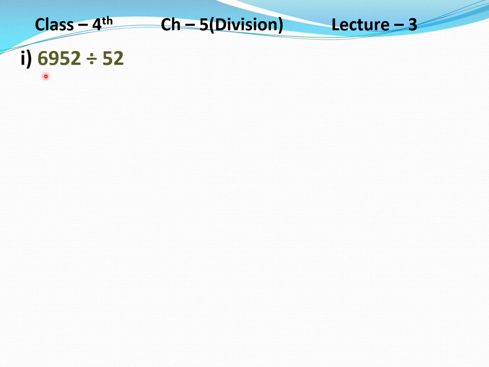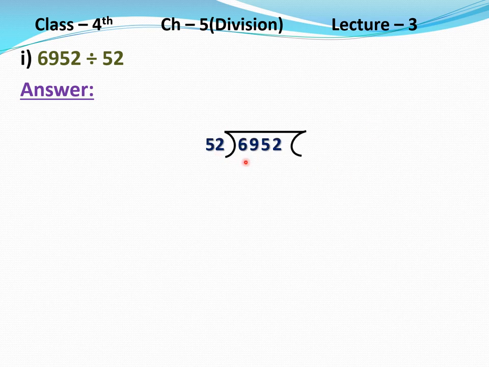Now part 6952 divided by 52. Answer. Make a division sign like this. Write 52 here and write 6952 here. Now see, 52 is a 2-digit divisor, so we will take the first two numbers in the dividend, that is 69.